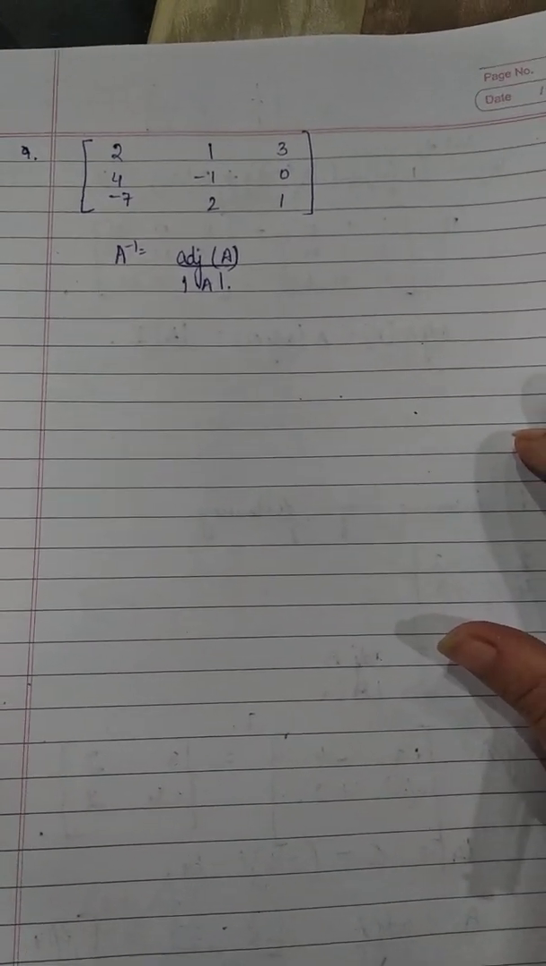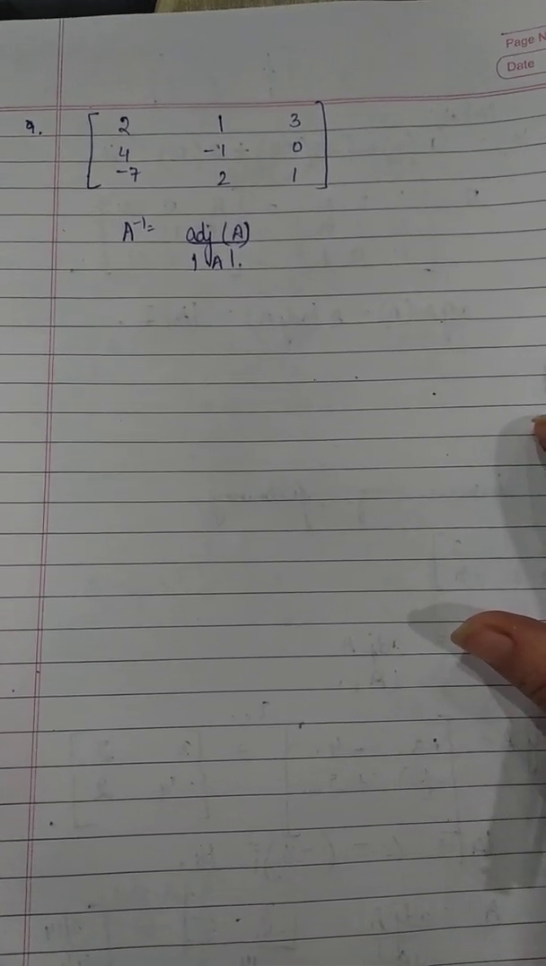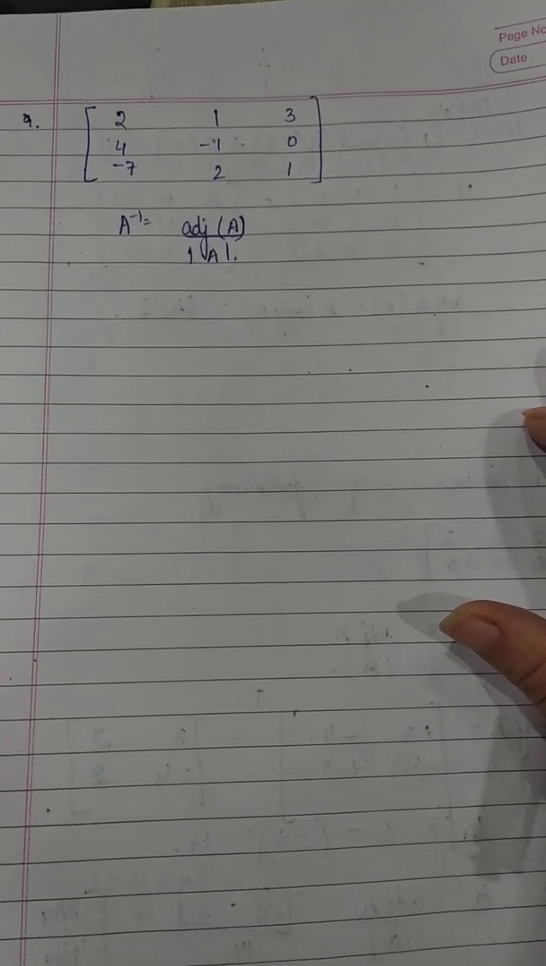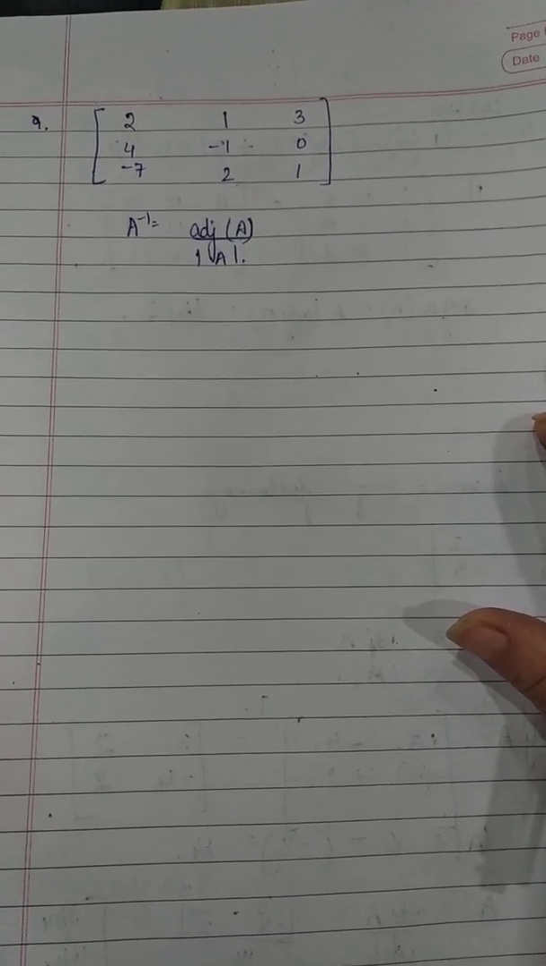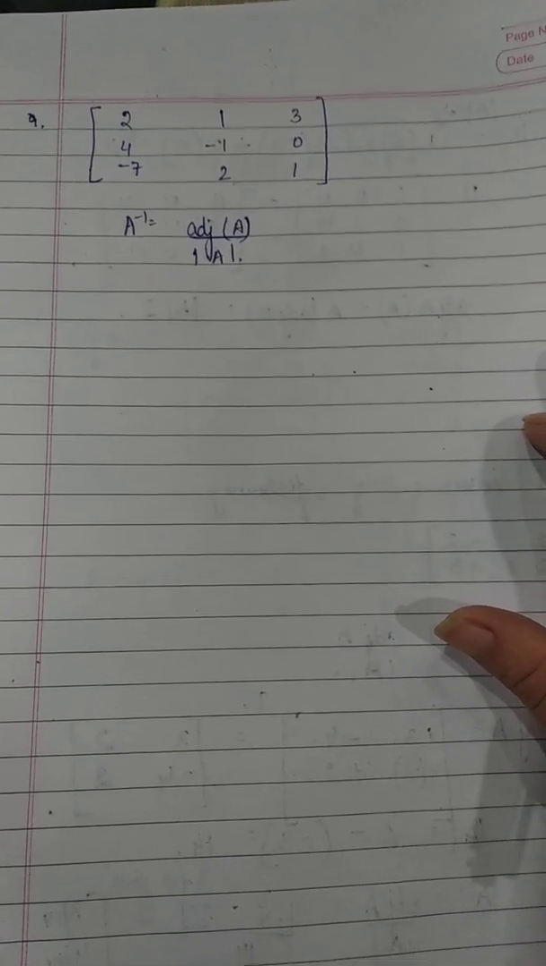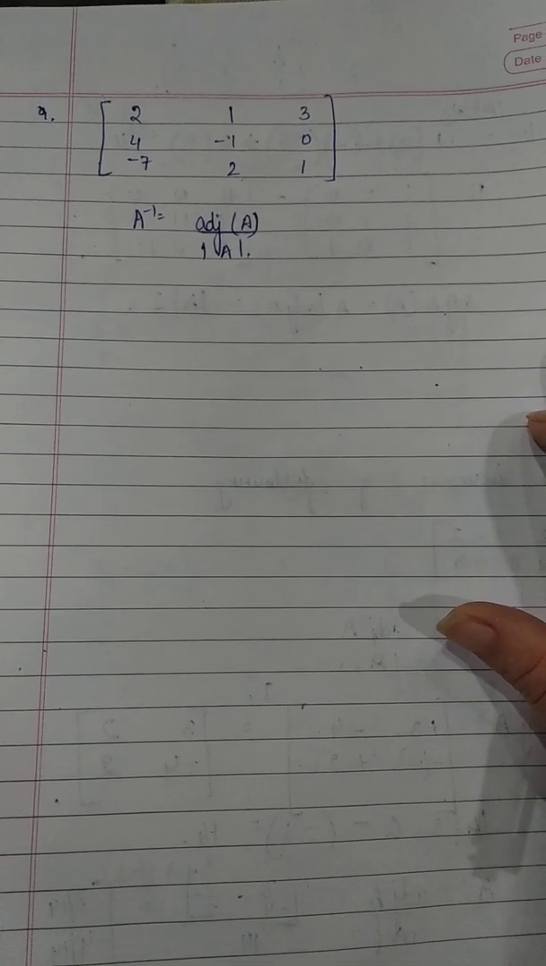Today we will begin with question number 9. See, in all these questions that we had discussed earlier, like a 2 by 2 matrix, where we have to simply find out the inverse using the formula adjoint of A upon determinant of A. So today we will discuss a 3 by 3 matrix, how to find out its inverse.